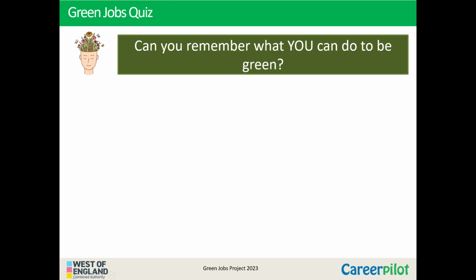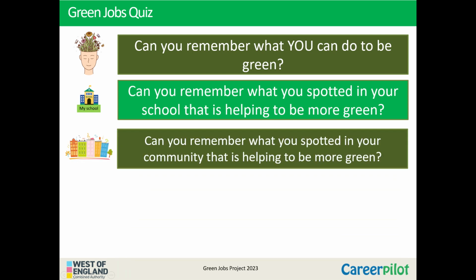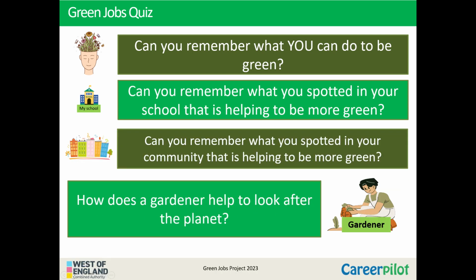Then we have a little sort of wrap-up quiz you can use. So if you've done all these activities, this might be something you could do at the end. Can you remember what you personally have to do to be more green? Can you remember what you spotted in the school or the community? And maybe an example of, how does a gardener have to look after the planet? So that might be part of your discussion, going through each of those green jobs and talking about their role in terms of helping the planet.